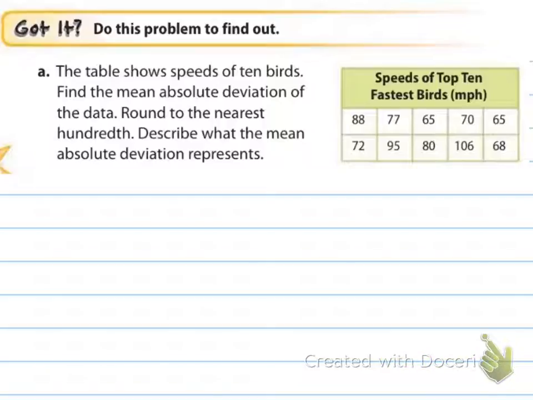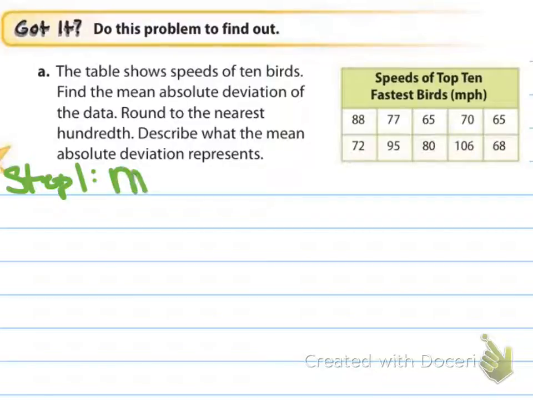All right. So, the first thing is, it says the table shows the speeds of 10 birds in miles per hour. Find the mean absolute deviation of the data. It wants to know what is the average difference between the values and the mean? What's the average difference between the values and the mean? So it tells us that we're going to round to the nearest hundredth, and it wants us to describe what it represents.